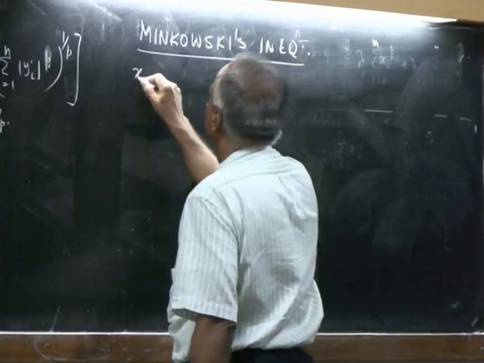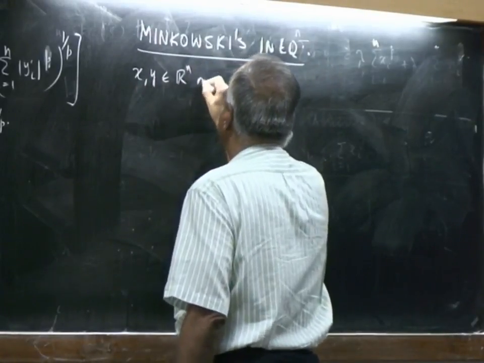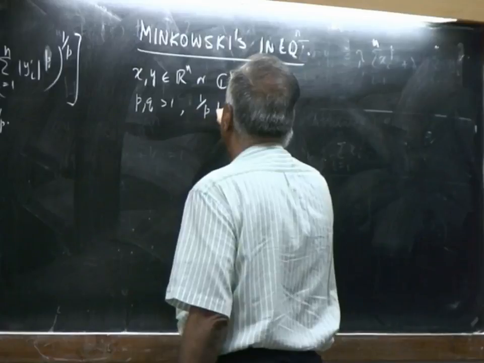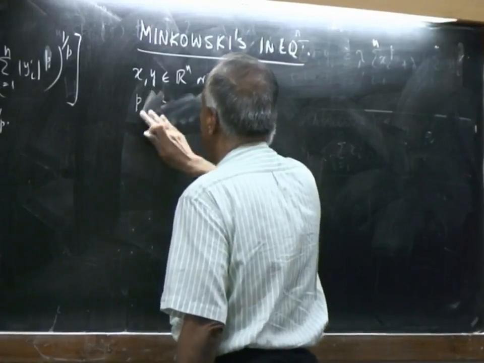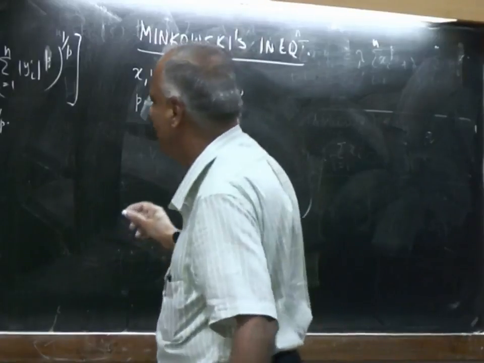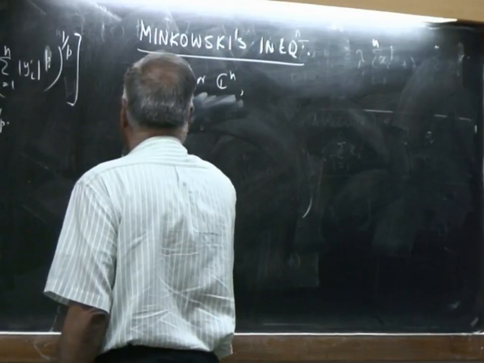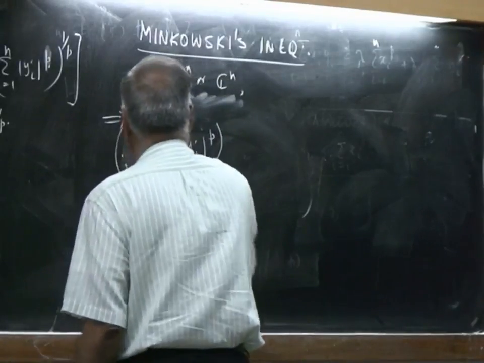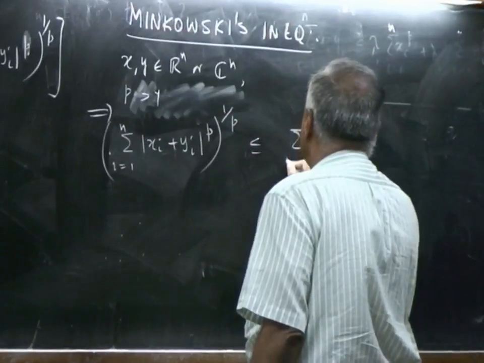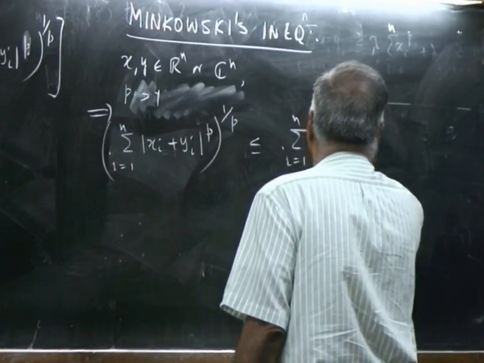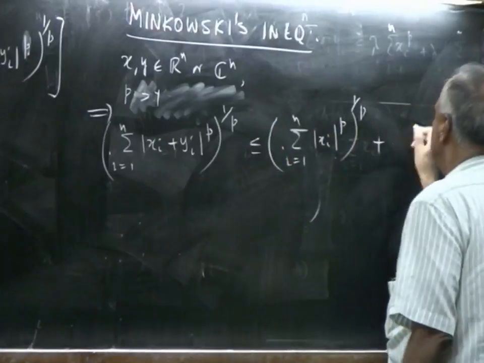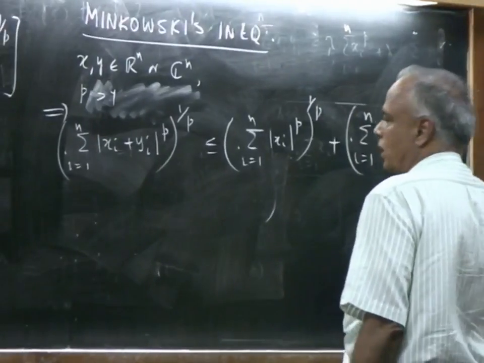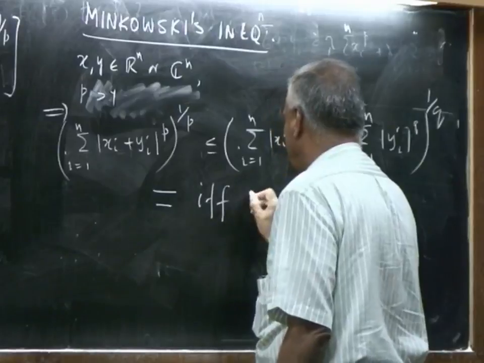Which means, x, y belong to R^n or C^n, p greater than 1. I will just take p greater than 1, that is enough for me. Summation i equal to 1 to n mod xi plus yi to the power of p, to the power of 1 over p, is less than or equal to summation i equal to 1 to n mod xi to the power of p, to the power of 1 over p, plus summation i equal to 1 to n mod yi to the power of q, to the power of 1 over q. Equality holds only if x, y is linearly dependent.